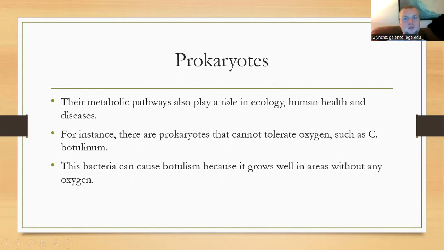We also have a large role that prokaryotes play in ecology, human health and diseases. Our example here: there are a lot of prokaryotes that are not able to tolerate oxygen well. They are anaerobic. They utilize anaerobic metabolism. One of these is botulinum, okay? Botulinum is a prokaryote that causes muscle paralysis if ingested by humans. It causes botulism because it grows well in areas without any oxygen.